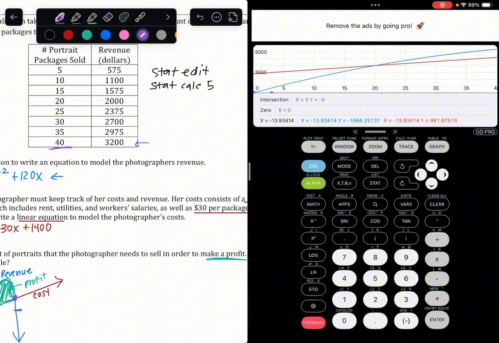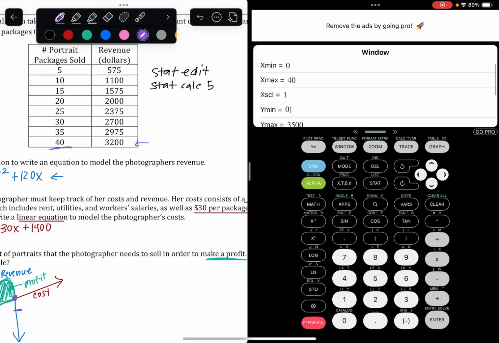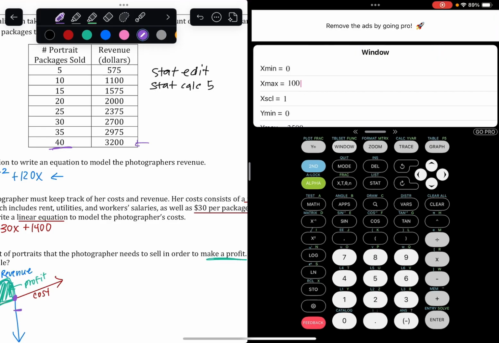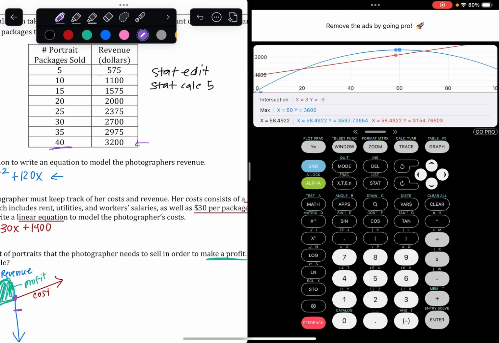Okay, and so here it's hard to see my graph clearly. And so I think editing the X values to go further would be the best. And so let's change that to maybe 100. Okay, and so maybe change the Y max to be a little bit bigger. Say 4,000. And so here I can see my intersections more clearly.